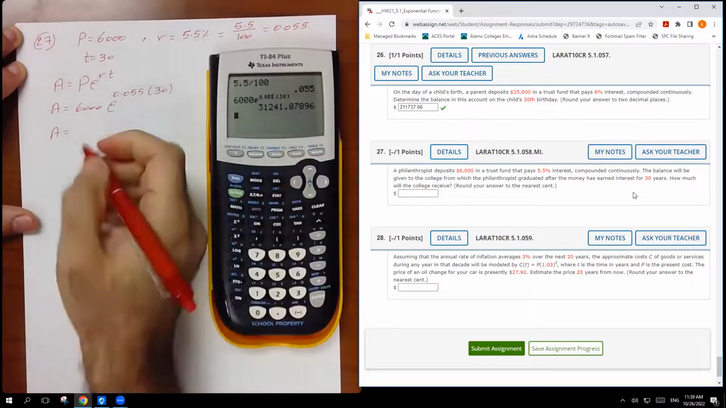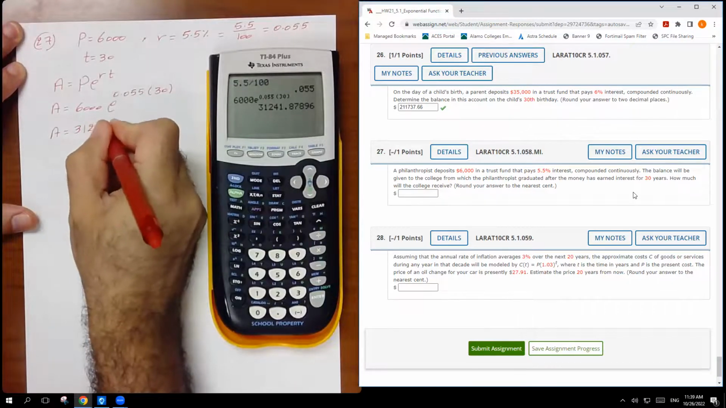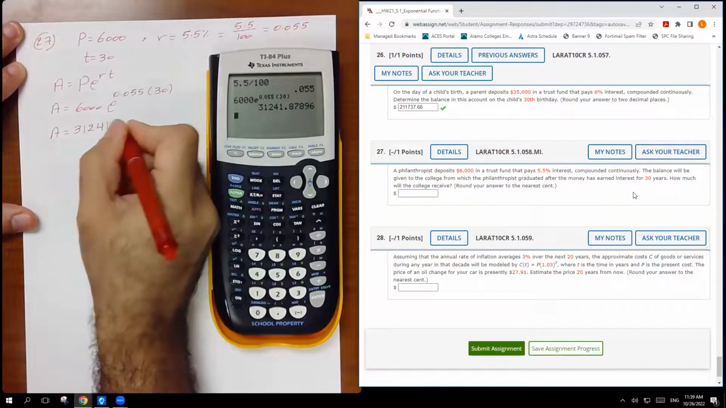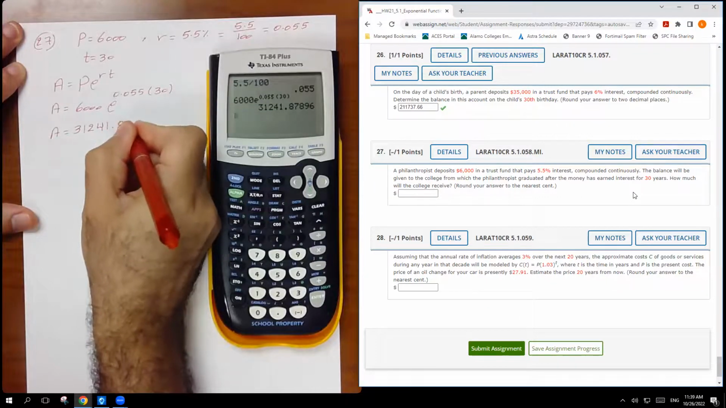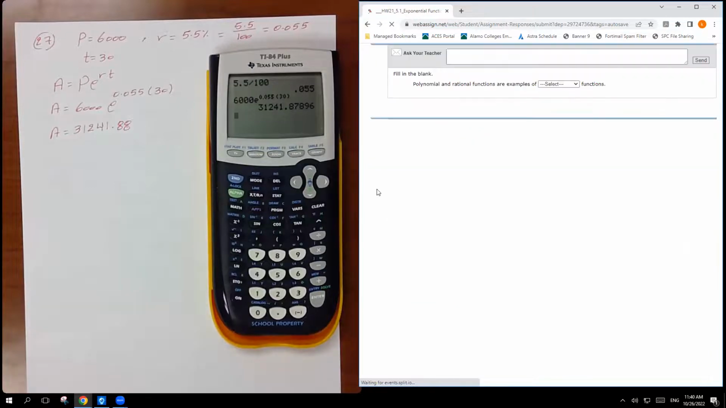A is going to be 31,241.88. So we're going to plug in here 31,241.88 because they ask us to round to the nearest cent. Okay. That's it for this example.